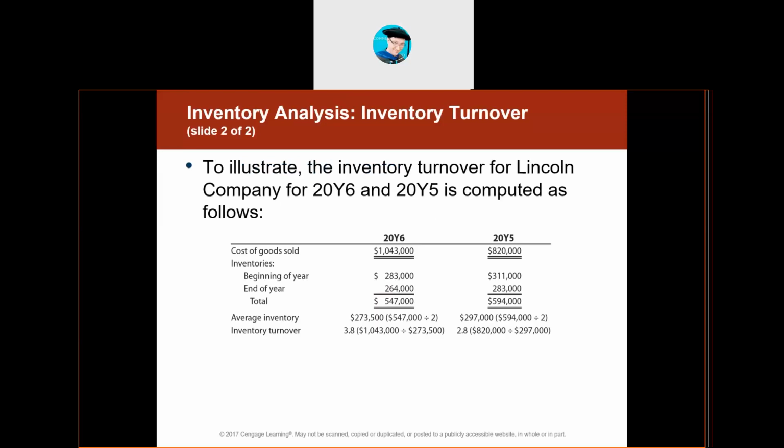To figure out average inventory, we take beginning of year inventory plus end of year inventory divided by 2. So cost of goods sold divided by beginning of the year plus the end of year divided by 2 equals our inventory turnover.